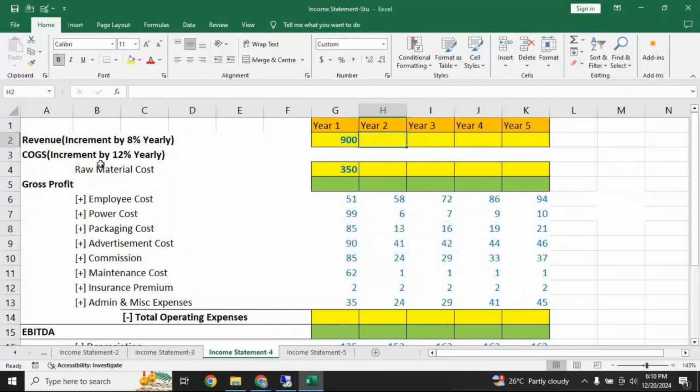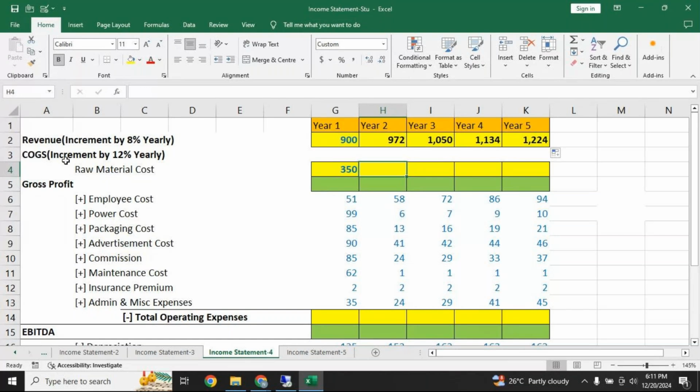So here they are telling revenue is incremented by 8% yearly, where the first year revenue they have given. So I'll take equals previous year value into, open the bracket, 1 plus 8%. Close the bracket, enter. I'm going to fill the range.